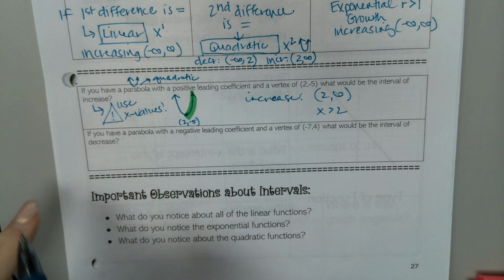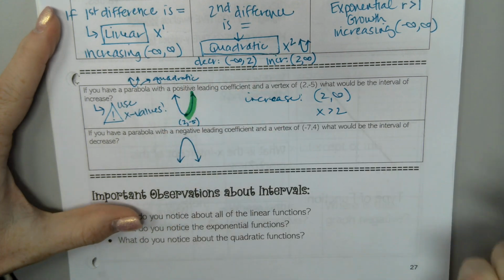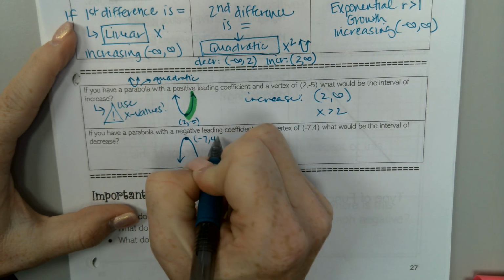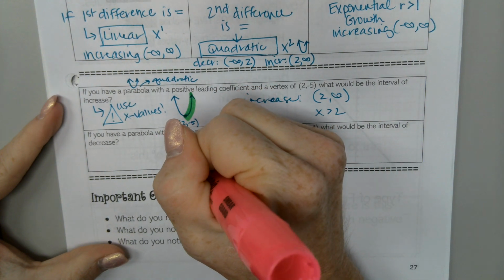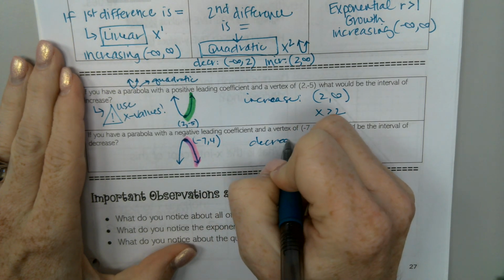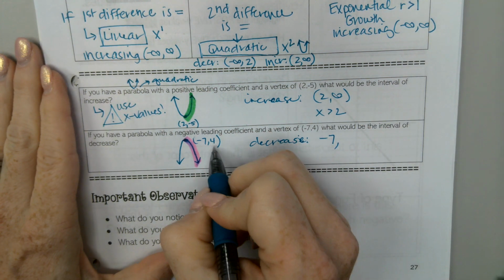Okay? The next one, I have a parabola with a negative leading coefficient. That coefficient tells me how it opens. So if it's negative, it's going to open down. Good. Okay. And this one has a vertex at the ordered pair -7, 4. What would be the interval of decrease? What side of the vertex is falling? Still the right side is going down right here, okay? So here I'm going to say that it is decreasing from the x value of -7 to where?